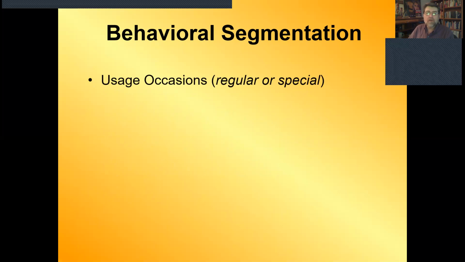Our next form of segmentation is behavioral segmentation, obviously watching how we behave. And we look at usage occasions. Do people use this product regularly, or do they only use it on special occasions? As an example, if we were looking at champagne, most people tend to use it for special occasions. The biggest one is New Year's. After the clock strikes 12 at the end of the year, people break out the champagne, that's when they drink it. And other special occasions: weddings, birthdays, anniversaries, that sort of thing.